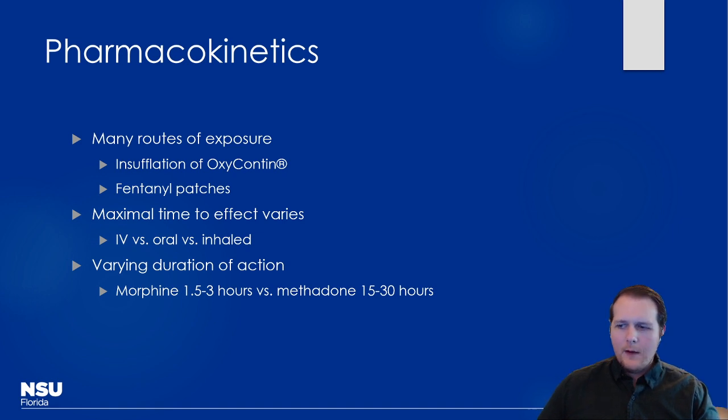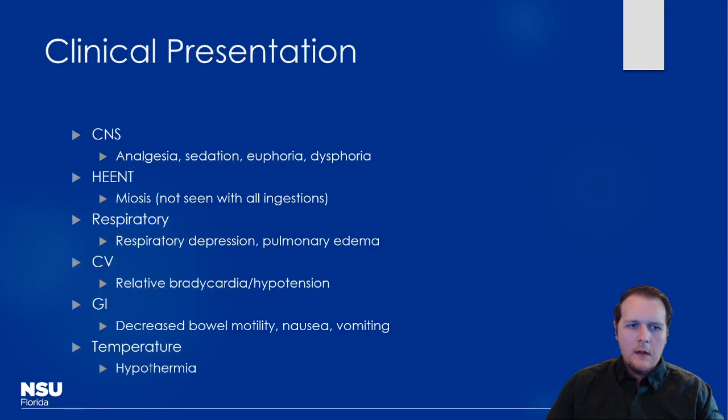The other big thing you have to worry about with opioids is that the duration of action can be wildly different, which means I have to worry about how long they may have recurrent symptoms. A typical morphine IR overdose may reach maximal effect in 1.5 to 3 hours, versus methadone, which could be up to 15 to 30 hours. Or with morphine extended release, I'm all of a sudden thinking of longer time frames. A lot of that can be pretty variable, especially when we're talking about antidotal therapy here.